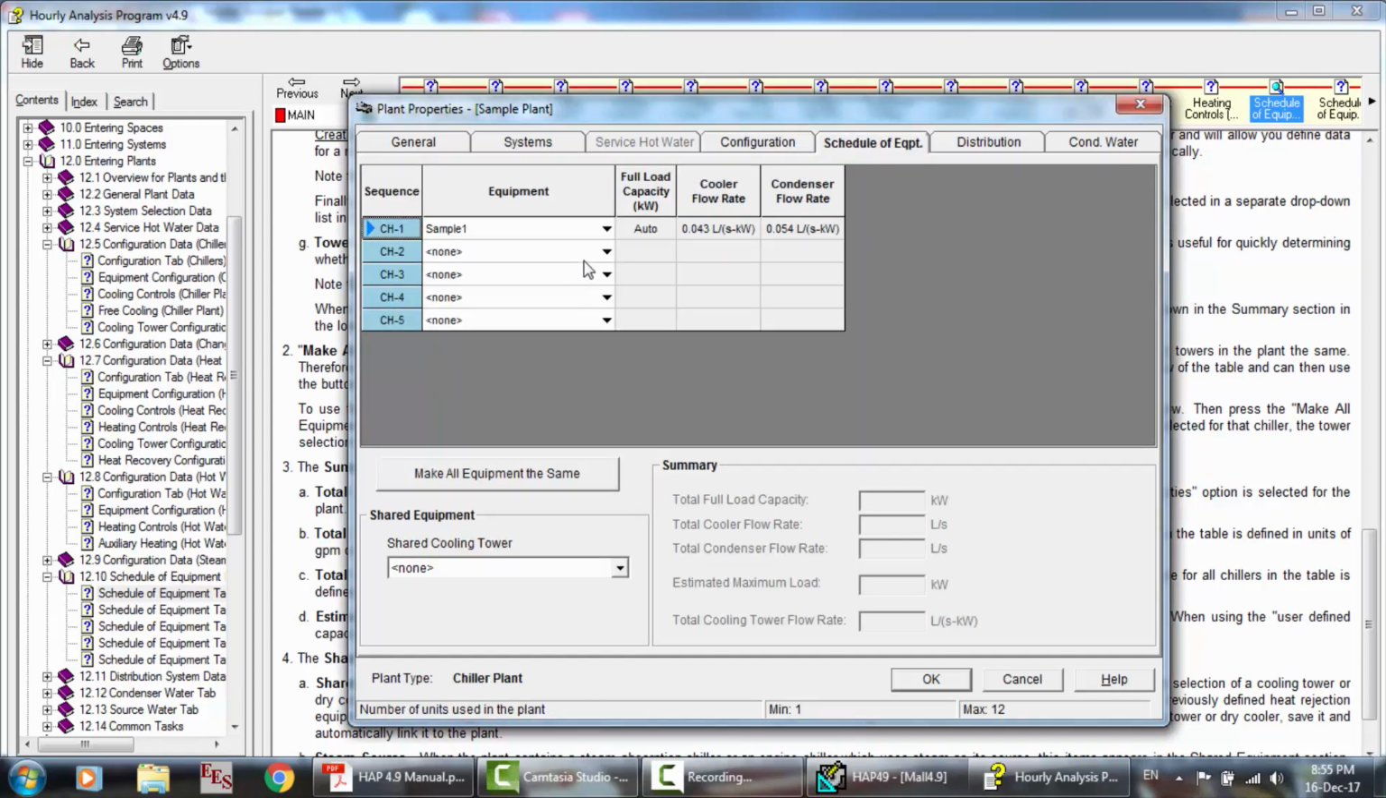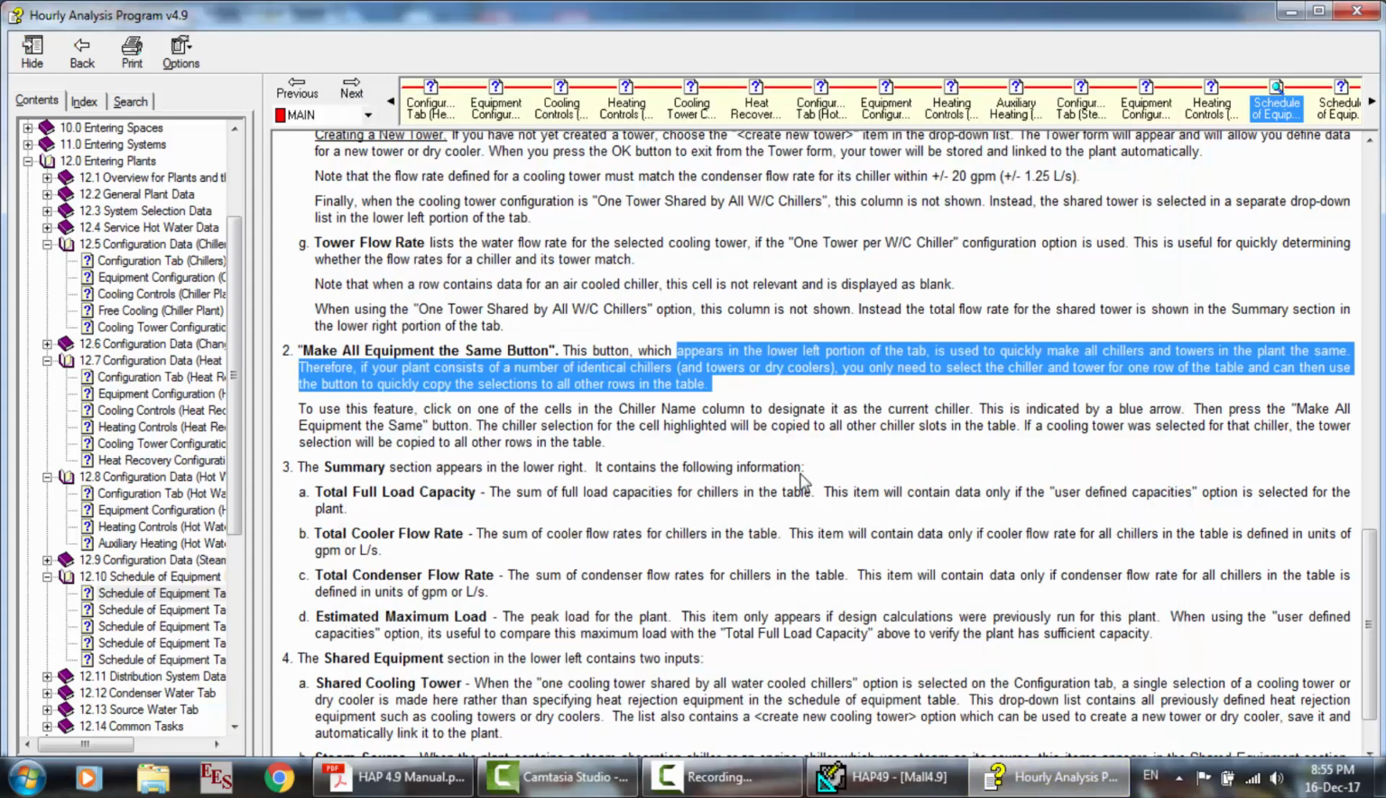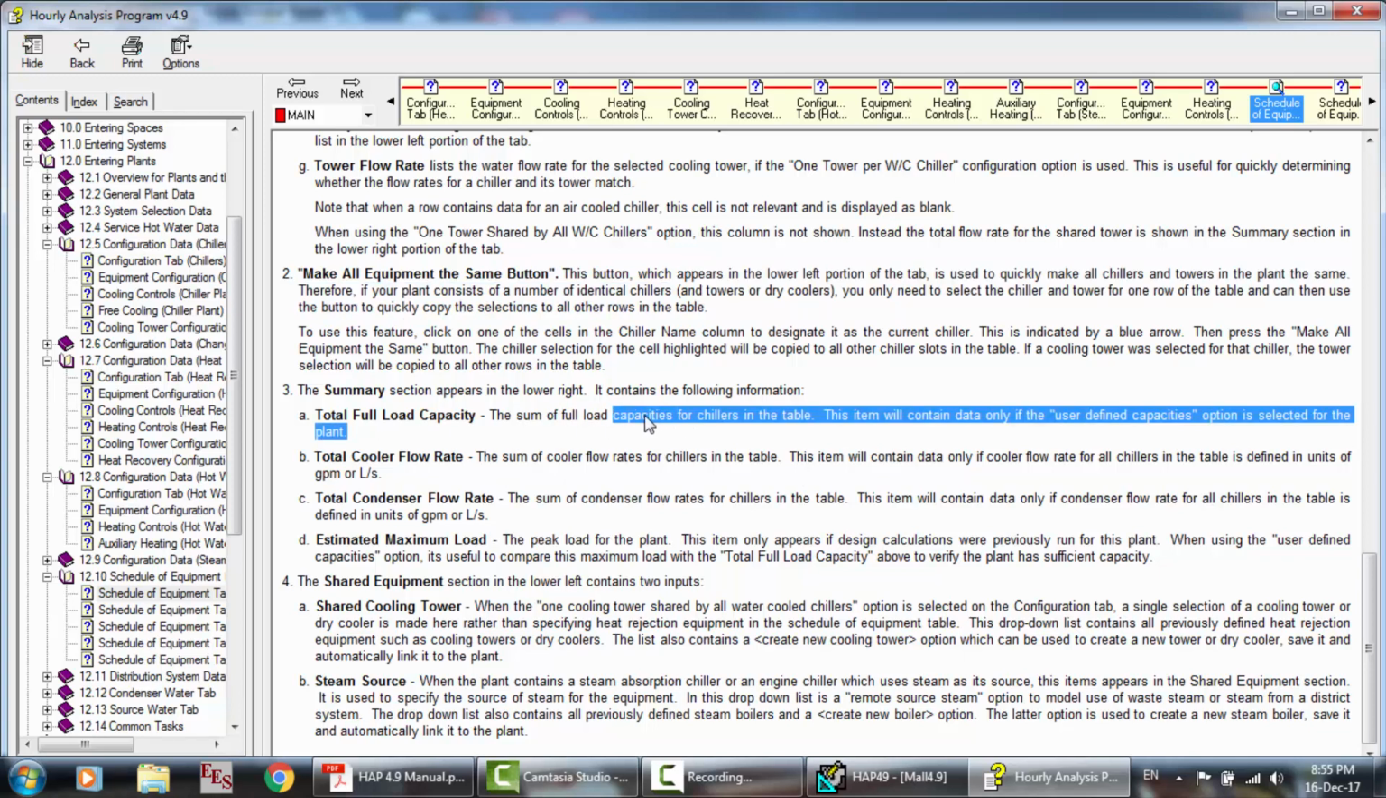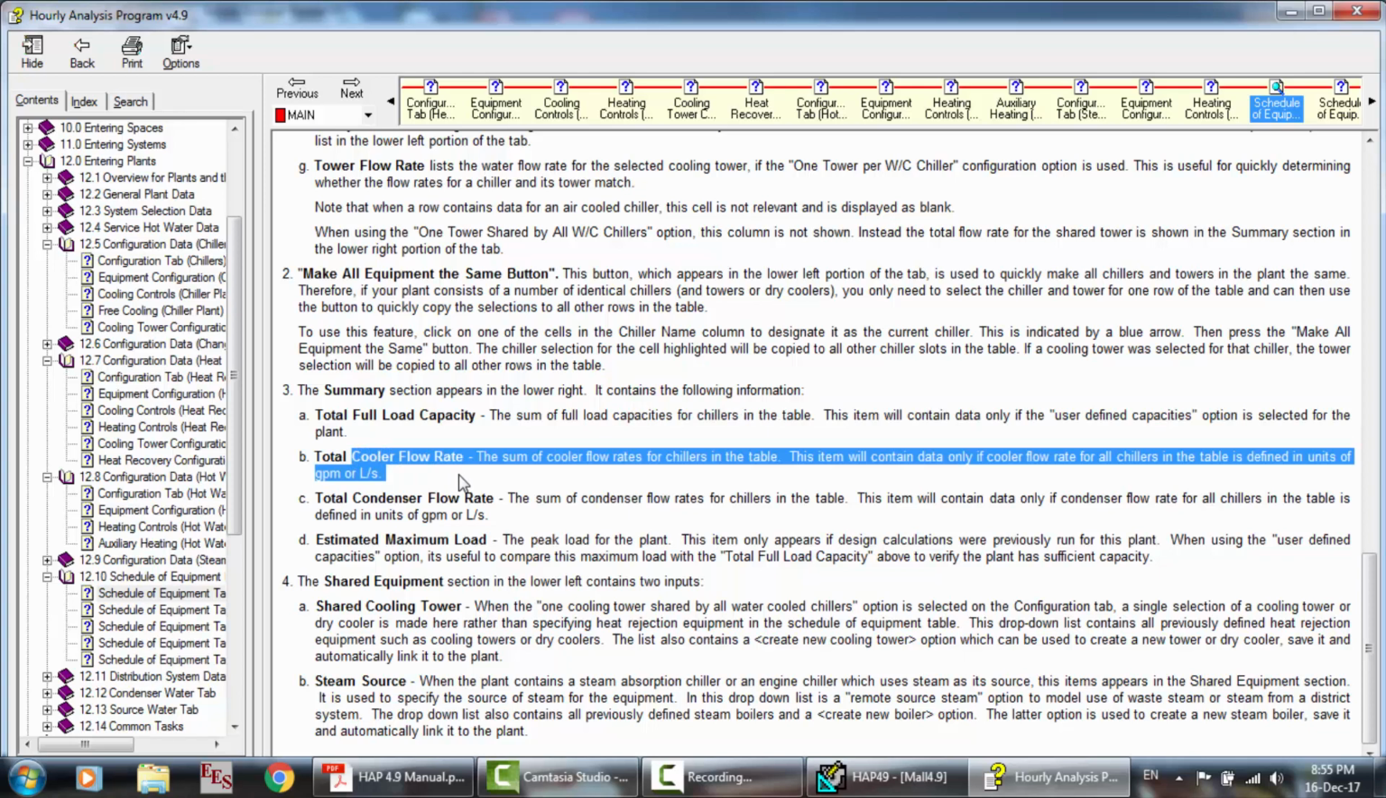And the total full capacity, the sum of full load capacities of the chillers in the table. This item contains data only if the user defined capacities option is selected for the plant. Total cooler flow rate, the sum of flow rates in the table. Also define the units in GPM or liters per second. Total condenser flow rate, the sum of condenser flow rates for chillers in the table.